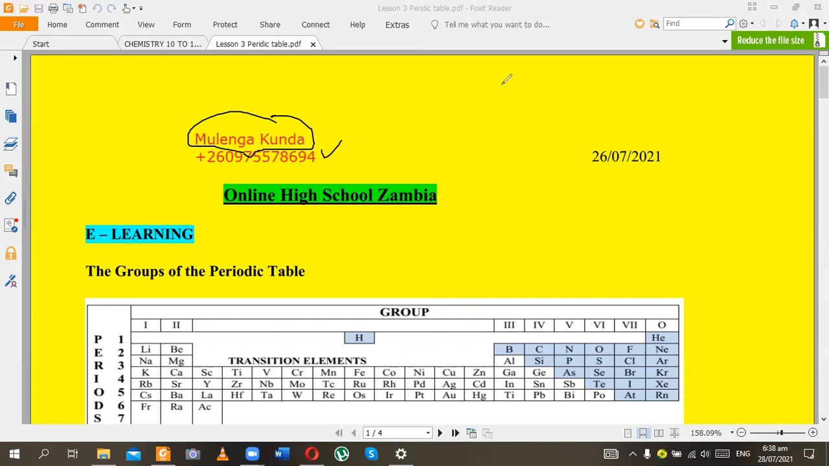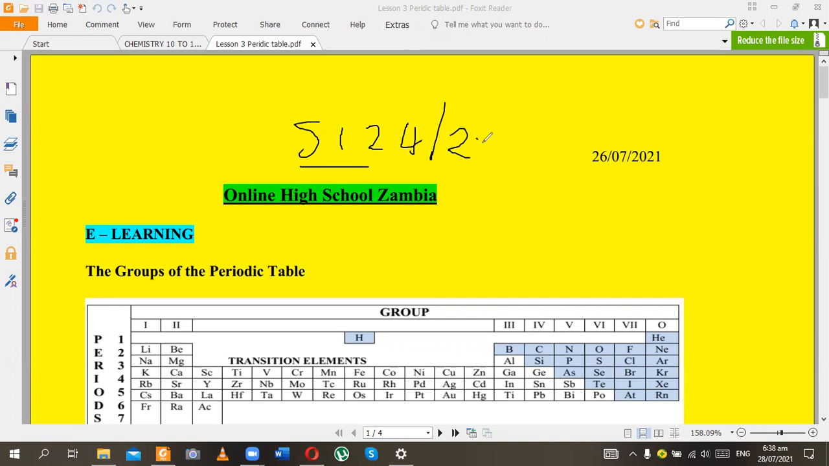So today I want us to look at the basics of chemistry. The periodic table is one of the basic components in our 5124/2 subject. This is 5124, a science code, and then paper 2, that is chemistry. Unfortunately, this is the second component of the periodic table. You can look up the first component so that you can connect.